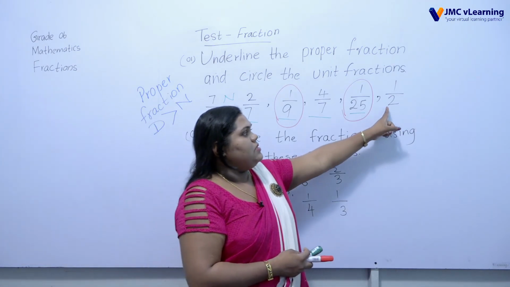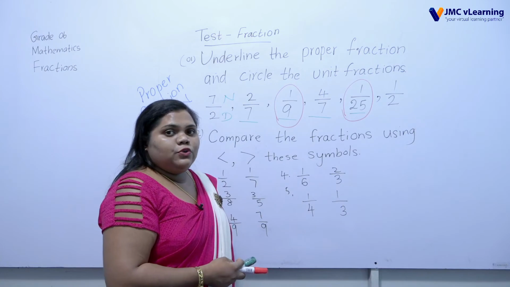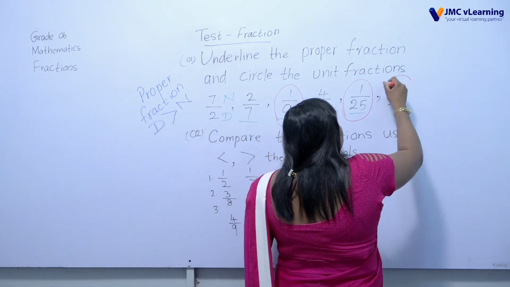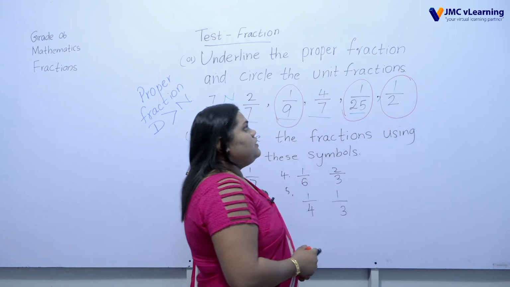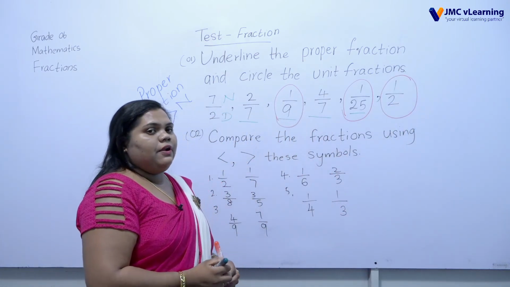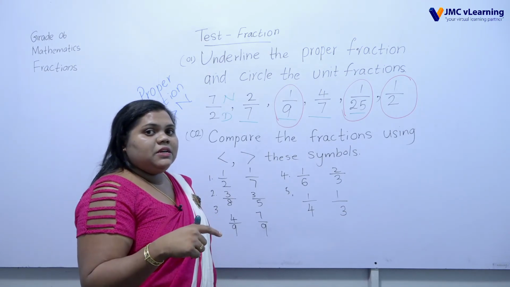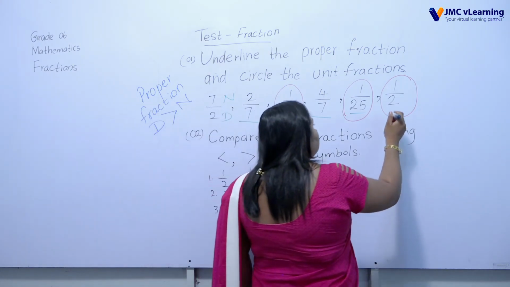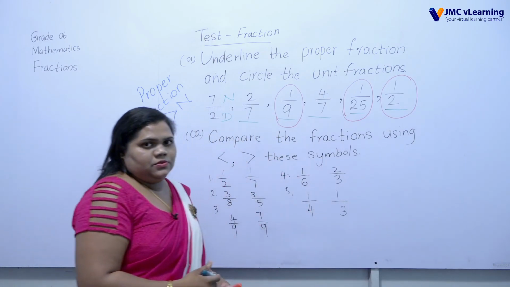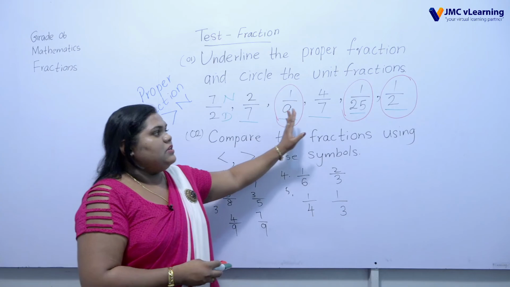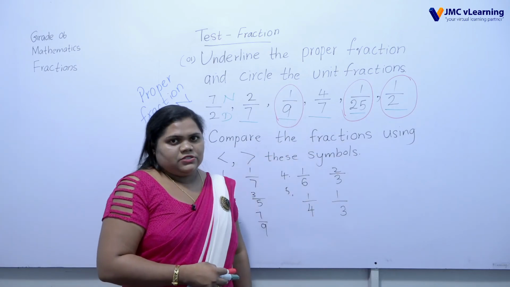Okay, now this one. 1 out of 2. Numerator is 1, so this is a unit fraction, and in the other way, denominator 2 is bigger than the numerator, so this is a proper fraction also. Are you clear, children? Okay. Now I think you are very clear about proper and unit fractions.